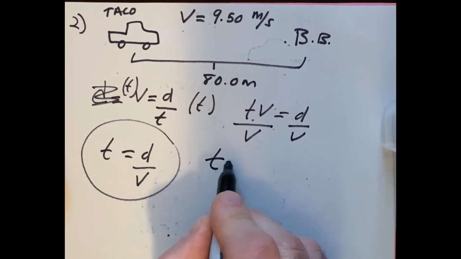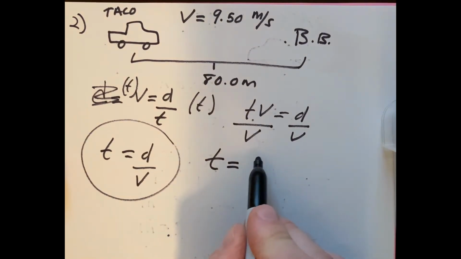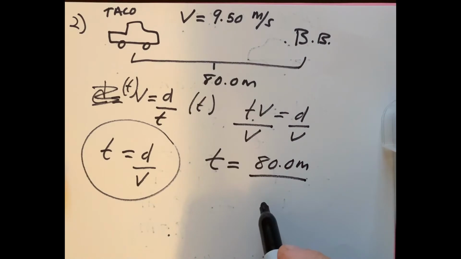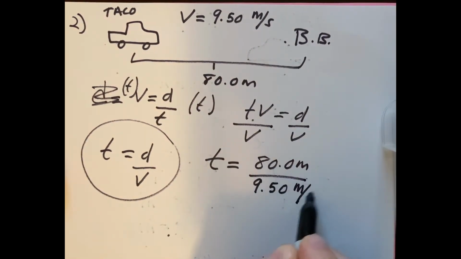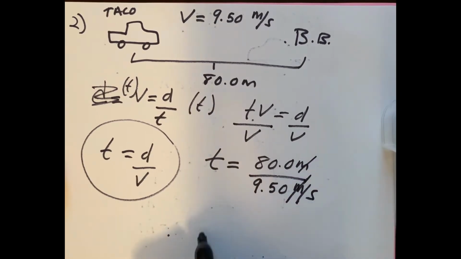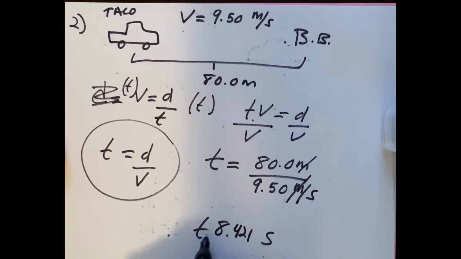All right. So time is equal to, what's my distance? It is 80.0 meters. And my velocity is 9.50 meters per second. All right. And so meters cancel. And my time, I'm going to be left with seconds. And if I pop that in the calculator, which I did already, I get 8.421 seconds. And that's what time is equal to.